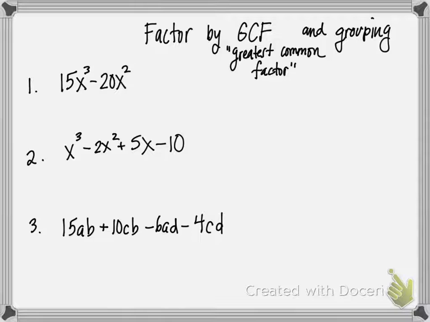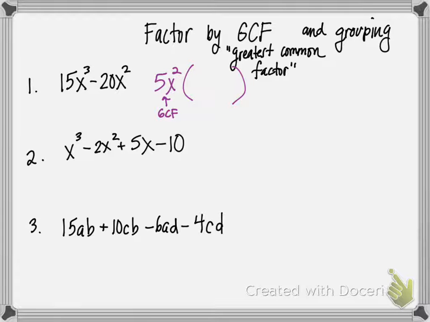So the biggest number that divides 15 and 20 is 5, and then they both share x squared. So in terms of pulling out the exponent, I would look at the smallest number here. So between 3 and 2, the smallest was 2. So what would be left in the parentheses? So again, this is the GCF.